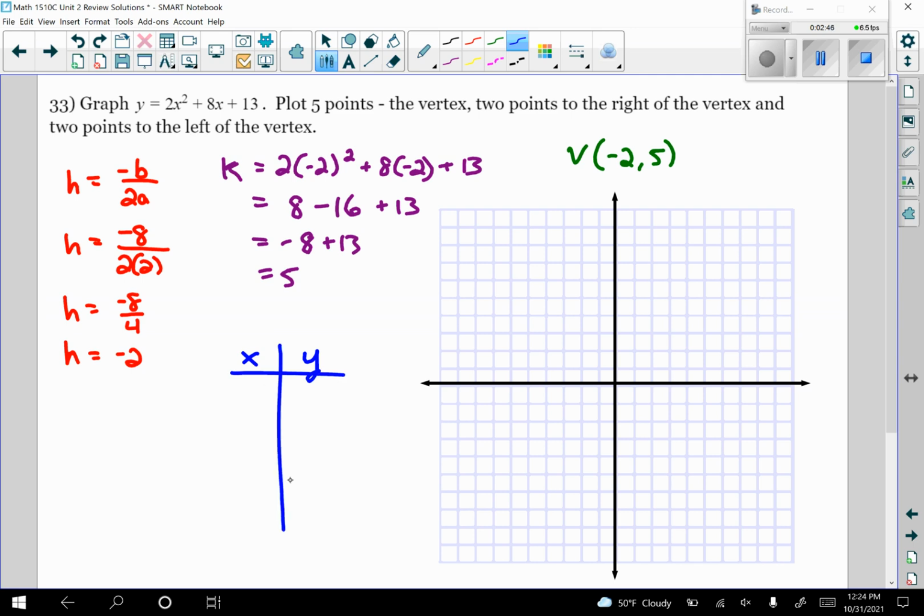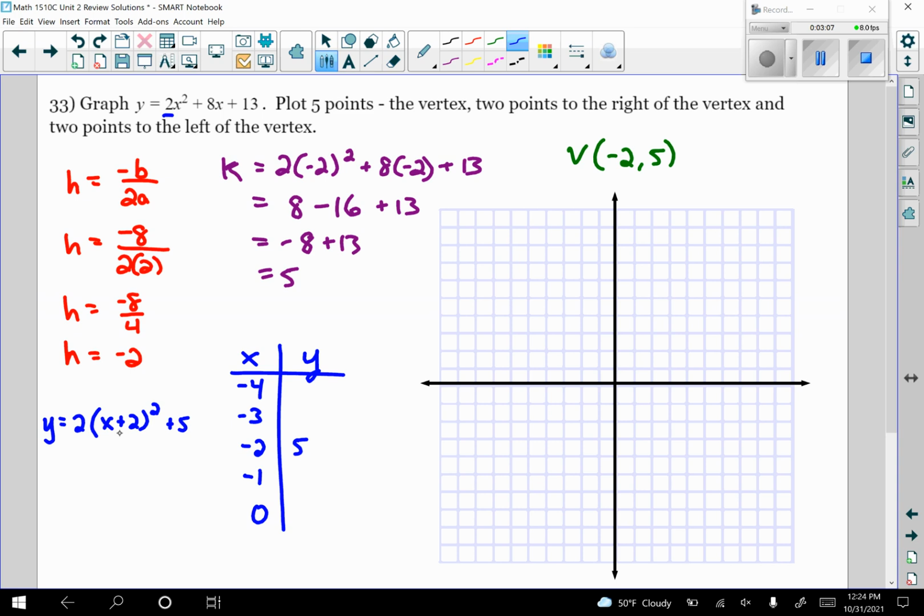And to make this a little bit easier, I'm going to put this in vertex form. So that means y is going to equal 2, because that's our a, times a quantity. It'll become x plus 2 squared plus 5. So my vertex is -2, 5. We want -3, -4 going to the left, -1, 0 going to the right. So I'm going to use -1 and 0.